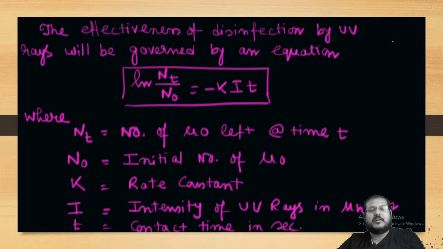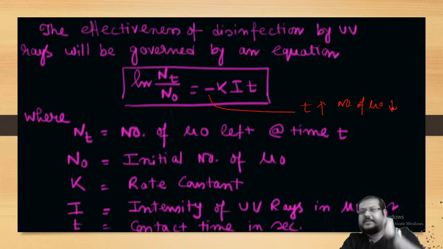ln Nt by N naught is equal to minus K I T. Nt is the number of microorganisms left at time t, N naught is the initial number, K is the rate constant, I is the intensity in microwatt per meter square, and T is the contact time. Now the question is, why is this negative sign coming? The negative sign is coming because when time increases, the number of microorganisms decreases. That's why this negative sign is coming.